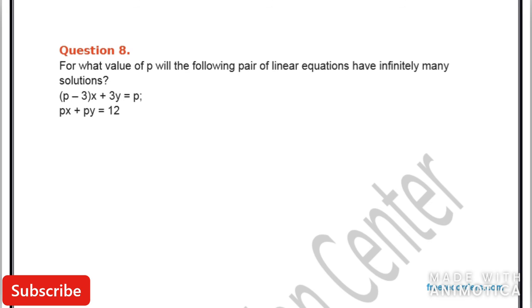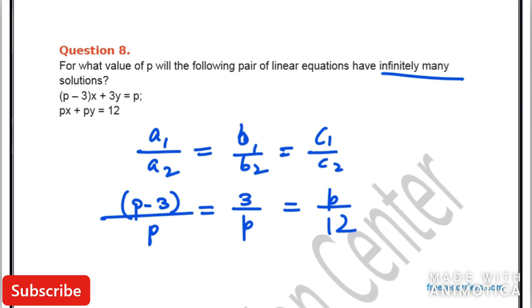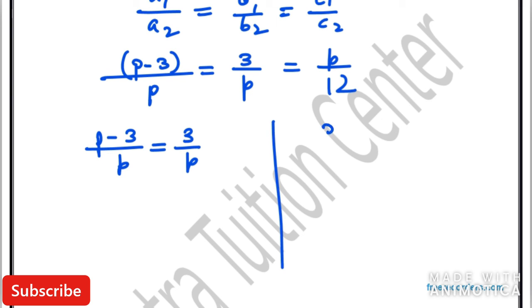Now moving on to the last question, question number 8. It says, for what value of p will the following pair of linear equations have infinitely many solutions? First of all, we need to write the condition for infinitely many solutions. It is a1 over a2 equals b1 over b2 equals c1 over c2. So putting all the values in, (p minus 3) over p equals 3 over p equals p over 12. Now we have to compare the first with the second and the first with the third. So my equation will be (p minus 3) over p equals 3 over p. Then you can write 3p equals p over 12. Let us solve the first equation first.